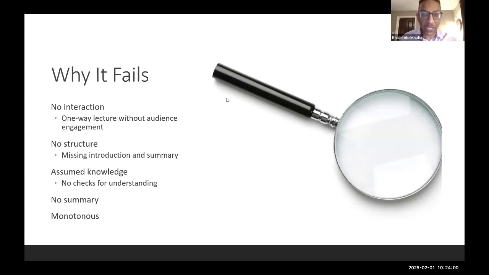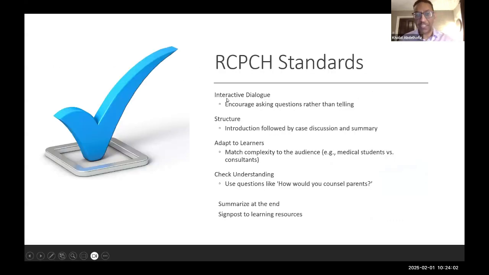So I'm just going to go quickly through the RCPCH standards of bedside teaching. RCPCH is expecting you to deliver an interactive dialogue, so basically encourage questions rather than just tell them all in one go.